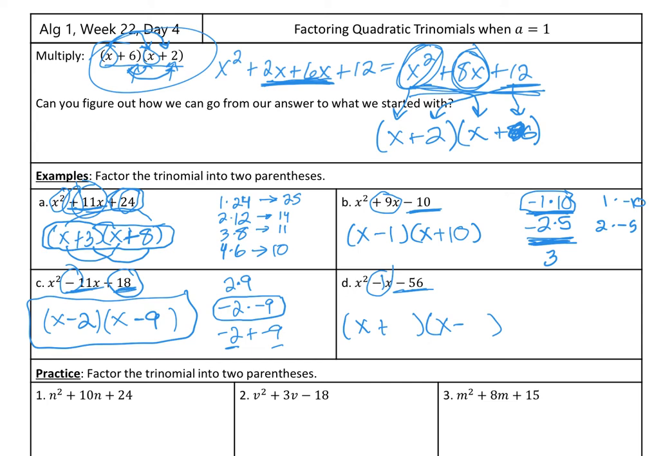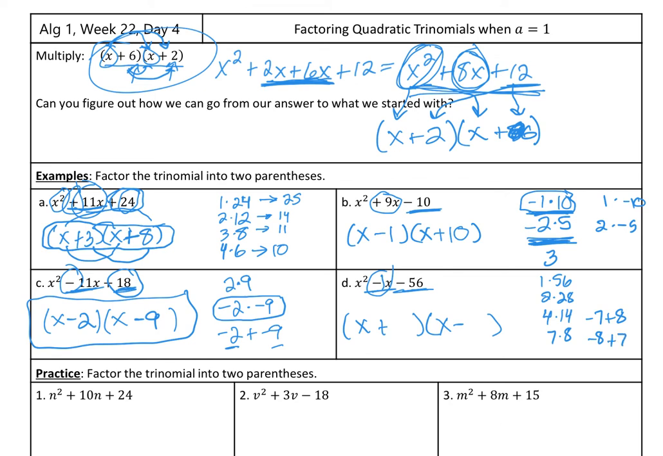I'm going to make my list. 7 and 8 are 1 apart. So if I make one of these negative, they'd multiply and give me negative 56. But now which one do I need to make negative so that I would get a negative 1 instead of a positive 1? Is the right way to do this negative 7 plus 8, or is it negative 8 plus 7?